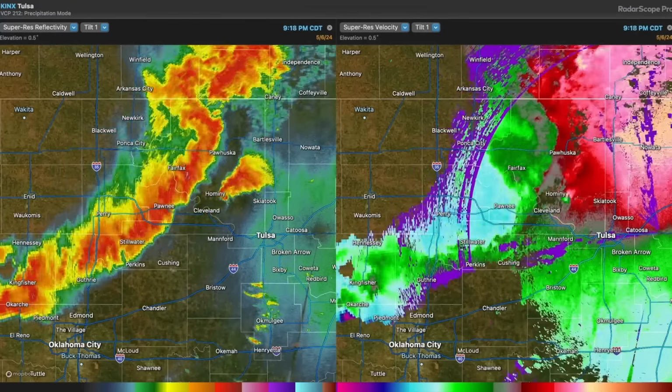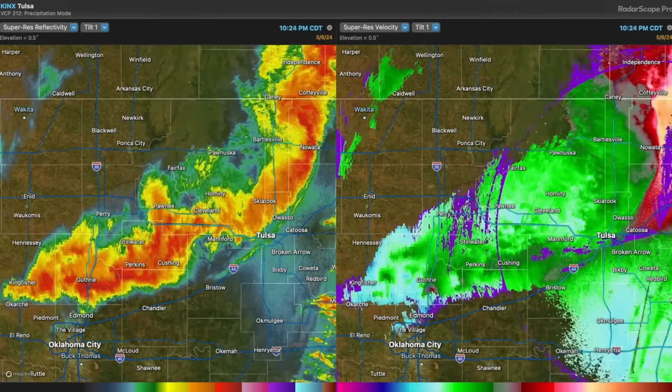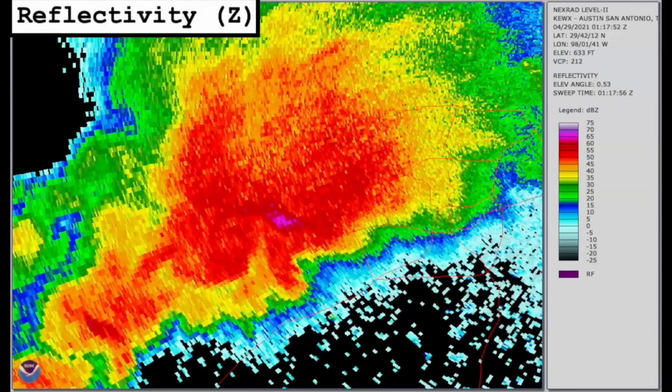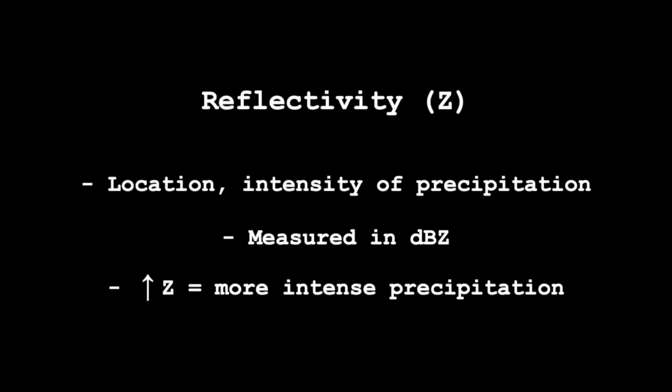Alright, now that we've introduced some of the basics of weather radar, let's dive into an overview of the data that radars output. Perhaps the most widely recognized radar product is reflectivity, which is the amount of energy that returns to the radar after scattering back from a target. Reflectivity tells us where precipitation is occurring and how intense that precipitation is, and it's measured in decibels, or dBZ, where Z is the meteorological variable for reflectivity. In general, the higher the reflectivity, the heavier the precipitation.